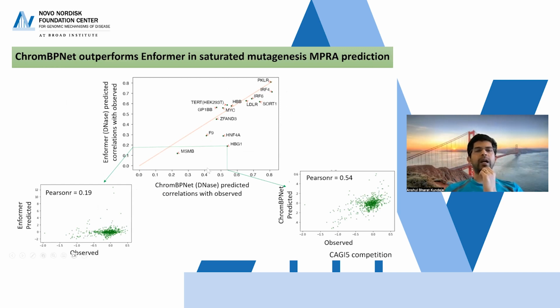Again, on MPRA, saturation mutagenesis from the Enformer paper, this is Enformer's benchmark. These are predictions from our models. These are predictions from Enformer. These are correlations between the observed and predicted MPRA effects. For most of the enhancers, we are better than Enformer. For a few, Enformer is slightly better. But you can see there are dramatic shifts in correlation between ChromBPNet's predictions and the observed data versus Enformer's predictions and the observed data.